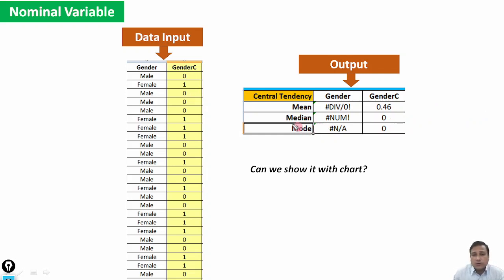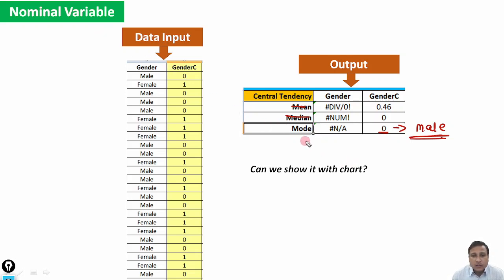Now come to the last, that is mode. What is mode? Here the computed value for mode is 0. What does that mean? It means that most of my respondents are male, because 0 is the code assigned to male. Now here is a meaningful statement that we can construct. Mode is more suited to a nominal variable.